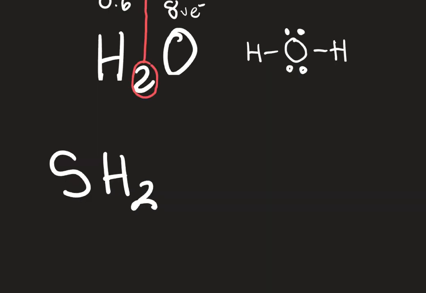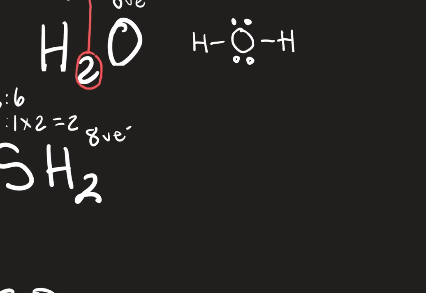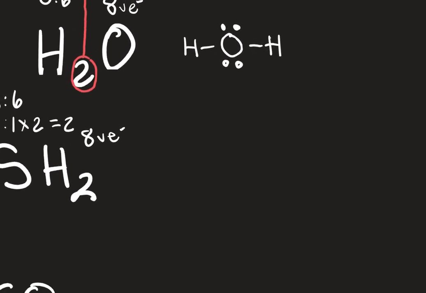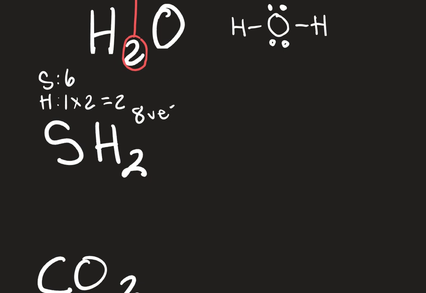All right, so now I have SH2. First we have to count up how many valence electrons we have. S has 6, and remember, hydrogen has 1. I have 2 hydrogen atoms. So I'm still going to have a total of 8 valence electrons.